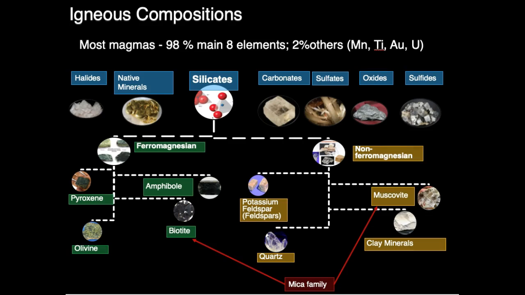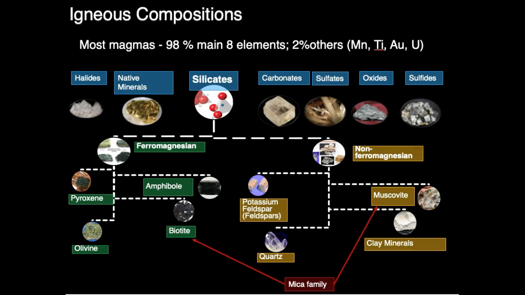characterized by the yellow boxes. Non-ferromagnesians are light in color and also light in weight. Most of the ions that they have are aluminum, calcium, sodium, and potassium. Again, in all of the ferromagnesian and non-ferromagnesian cases, bonding with the silicon oxygen tetrahedron. Or tetrahedra, I should say.